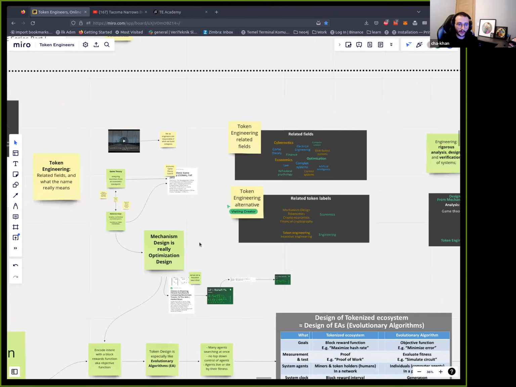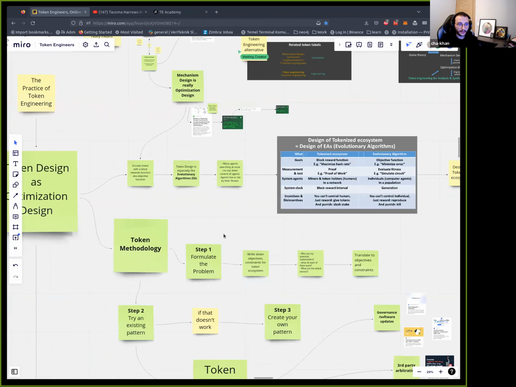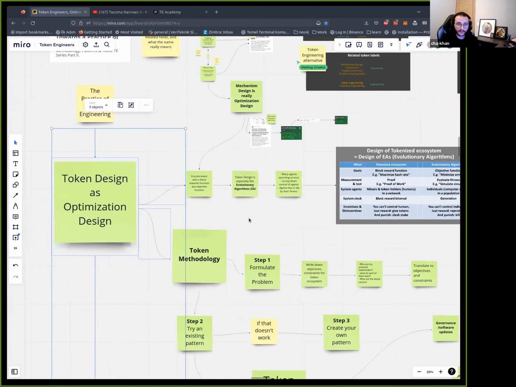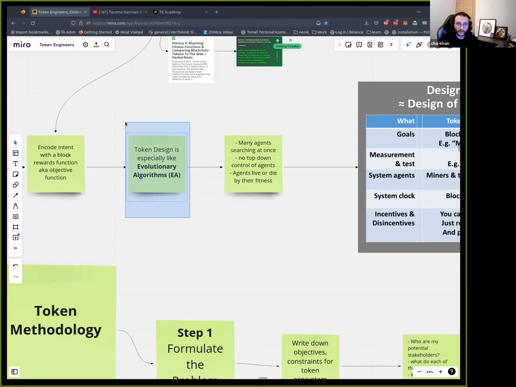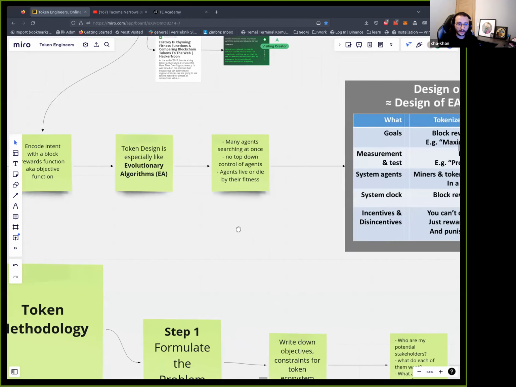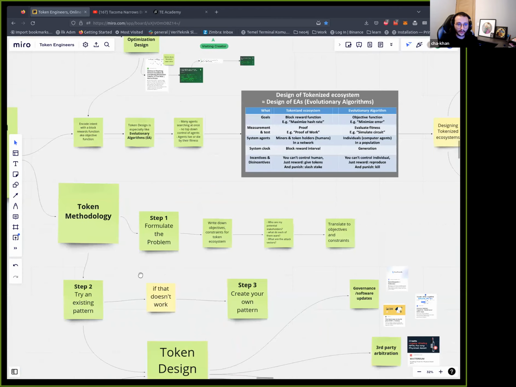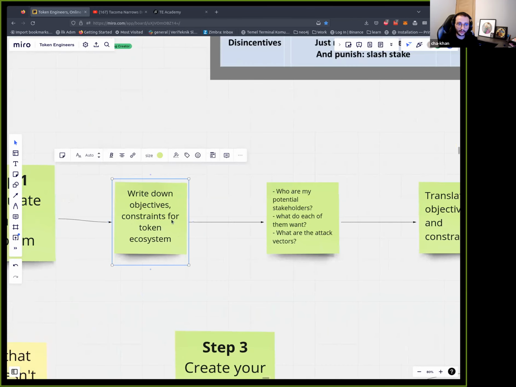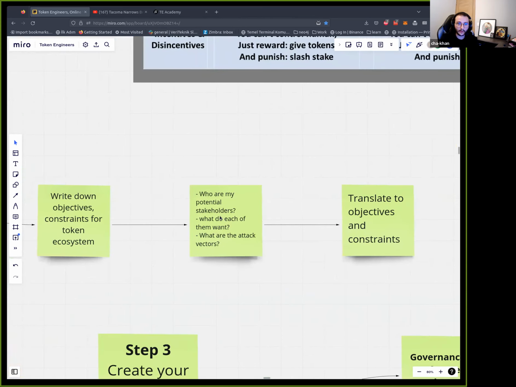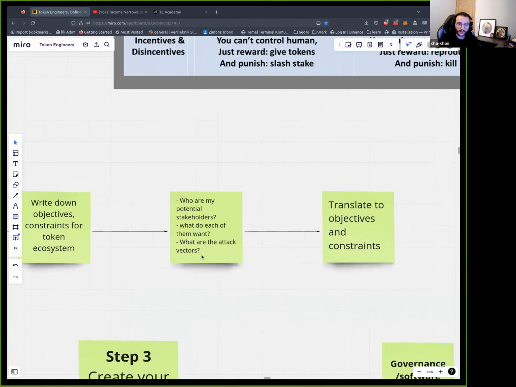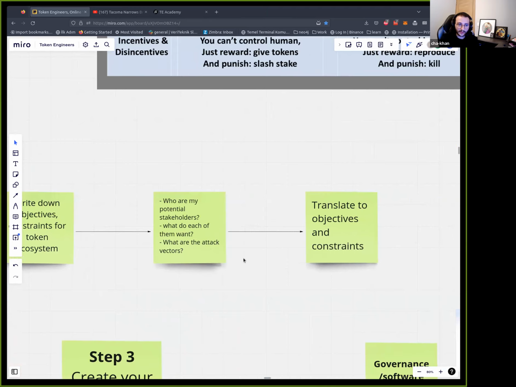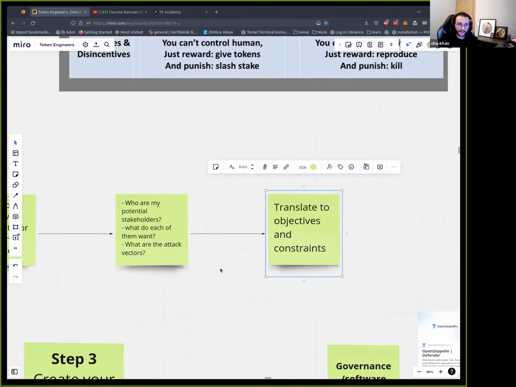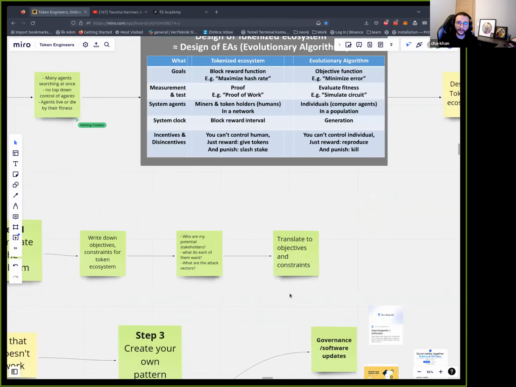And the design model that one of the early researchers came up with for how to design tokens is that you design them similar to how evolutionary algorithms work. First, you formulate the problem that you're trying to solve. That means you write down what objectives and constraints you want for your token ecosystem, asking questions like: who are my potential stakeholders? What does each of them want? What are the attack vectors? And you want to minimize those attack vectors. That means translating all of these ideas to objectives and constraints that we can put down as basic math.